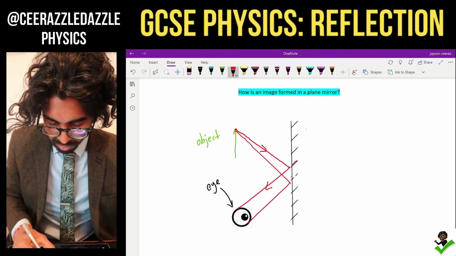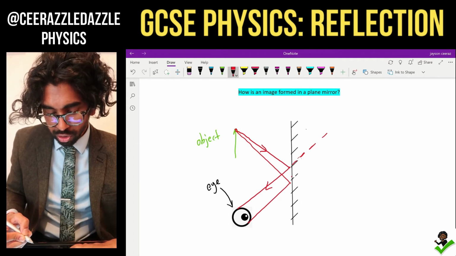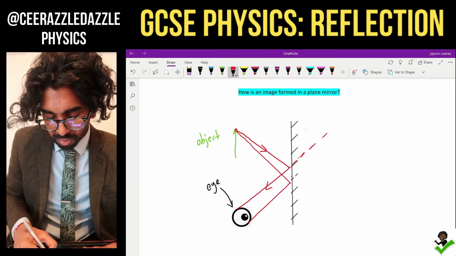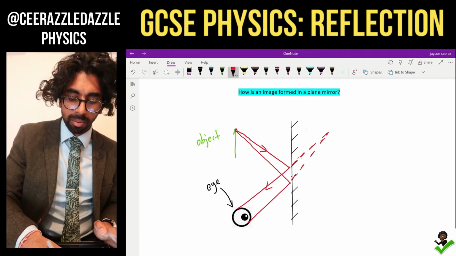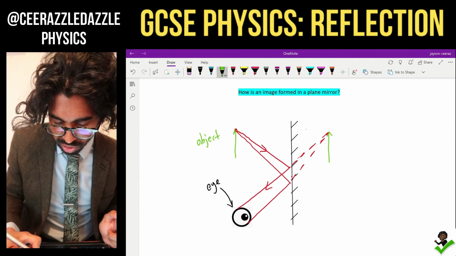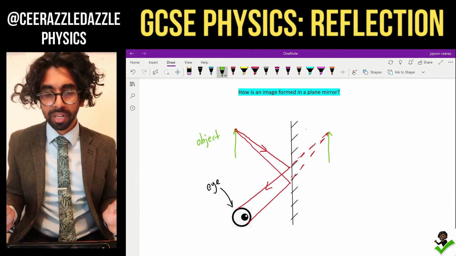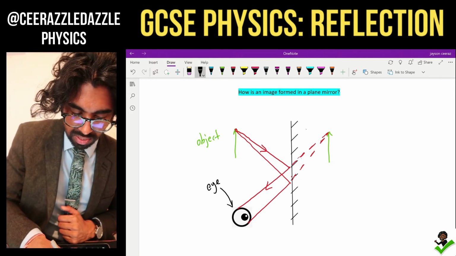Might have to do it on paper. There we go, extrapolate this line backwards. And if I extrapolate the other line backwards as well, obviously take care when you're doing this in the GCSE, we can see they both meet up. And the point where they meet up, this is where the image is formed. So it's not the perfect diagram here. I'll probably have to do this same lesson again using paper. This is the image.